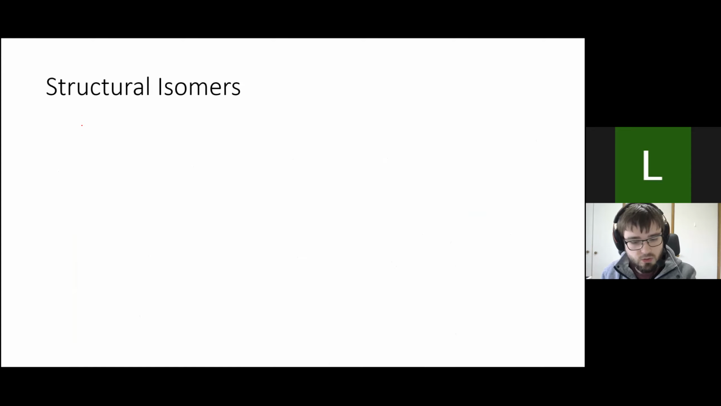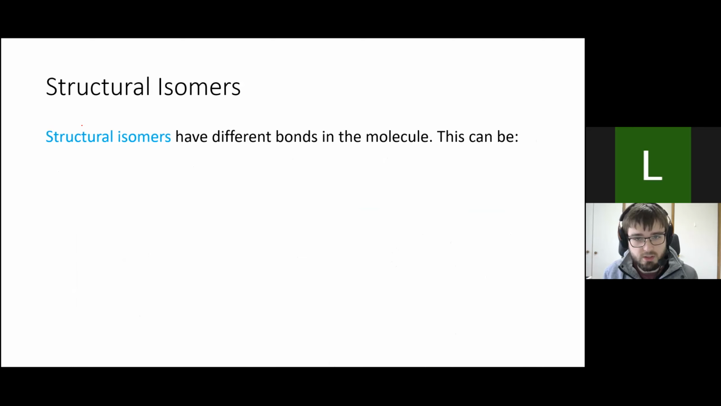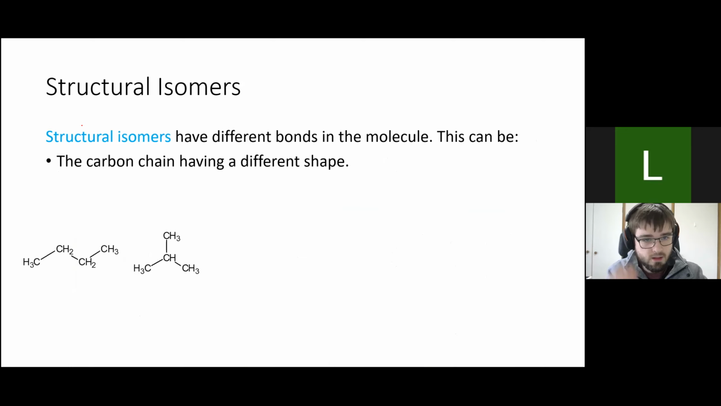If you look at some examples, we've got it broken down into structural isomers and stereoisomers. Structural isomers are when we've got different bonds in the molecule. We've got three main types here. We can have the chain being in a different shape. Here we've got butane and 2-methylpropane. Both have the same formula, 4 carbons and 10 hydrogens, but different shapes.